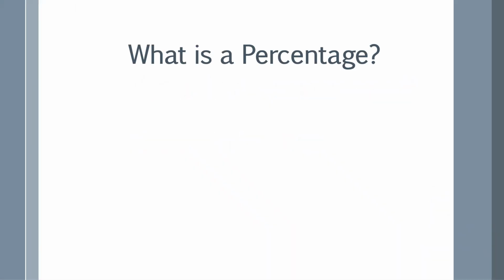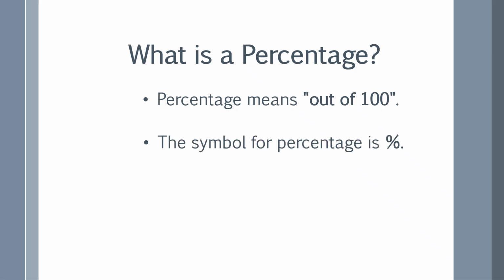So, what is a percentage? A percentage means out of 100. The percent symbol means per 100. For example, 50% means 50 out of 100.